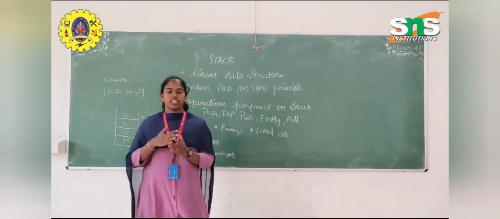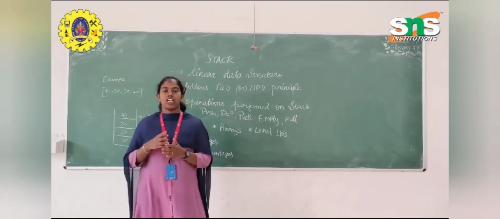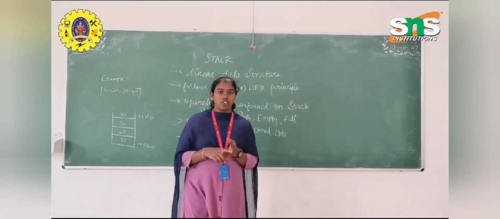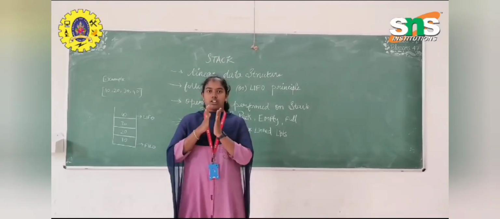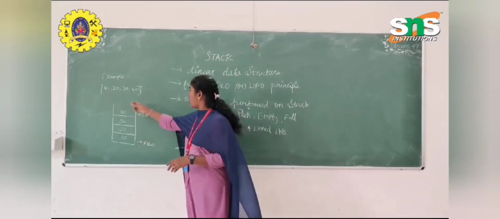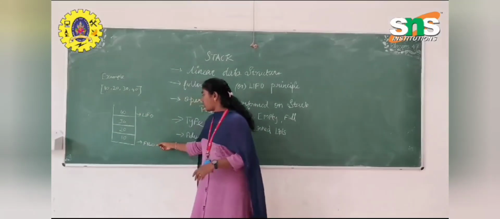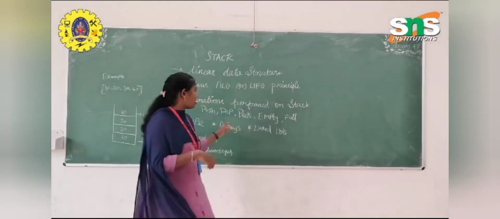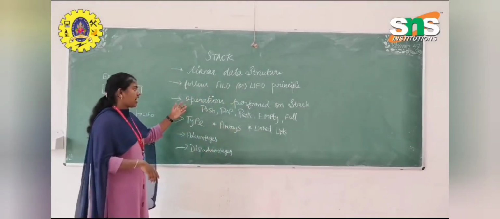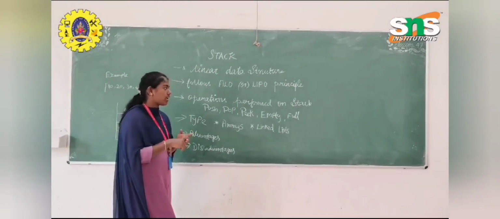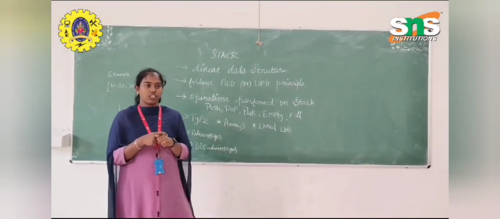What is stack? The stack is a linear data structure and it follows two principles: first in last out and last in first out. The list of elements will be given into the stack. By time the first element goes to the last and the last element goes to the first. And there are 5 operations in the stack: first push, second pop, third peek, fourth empty, fifth full.